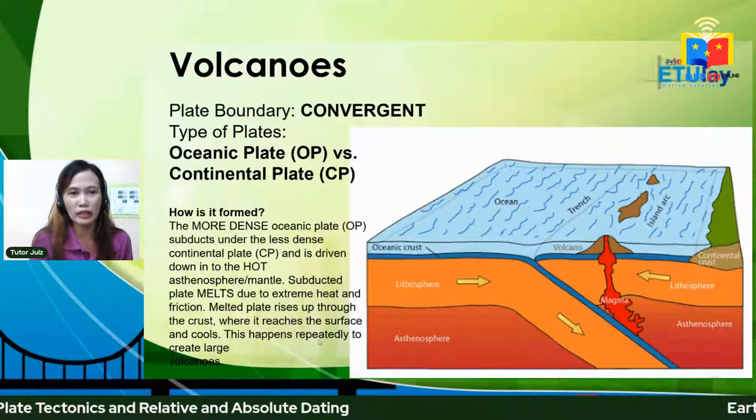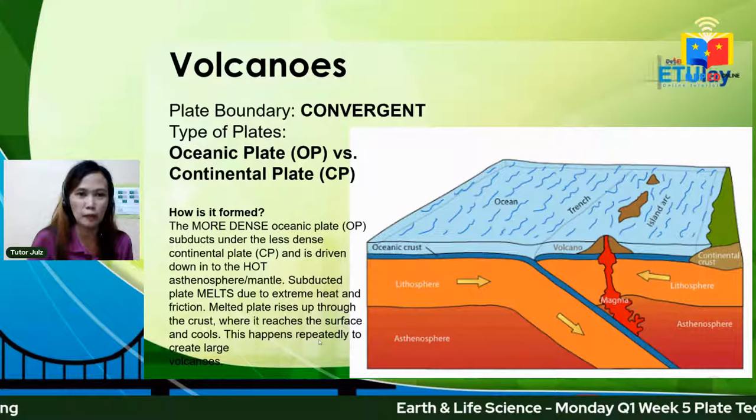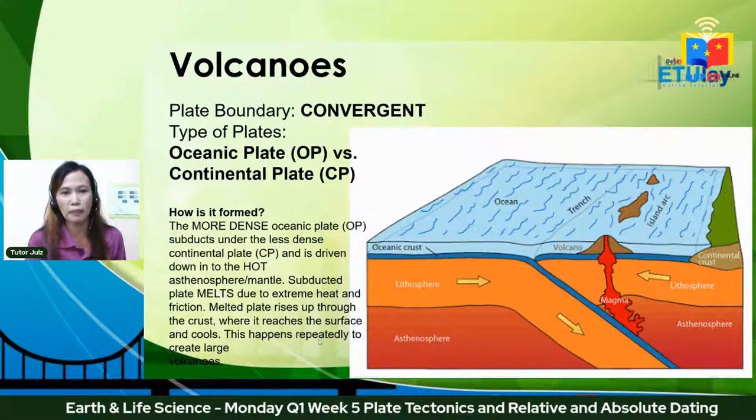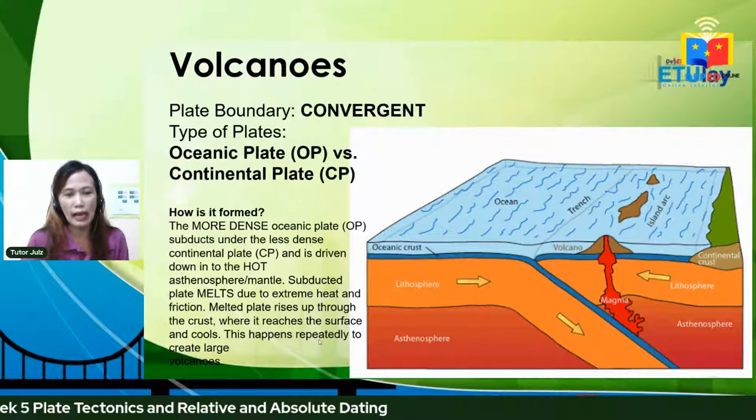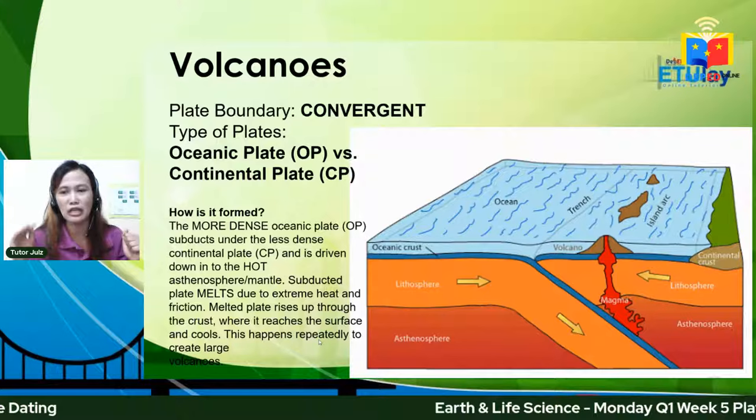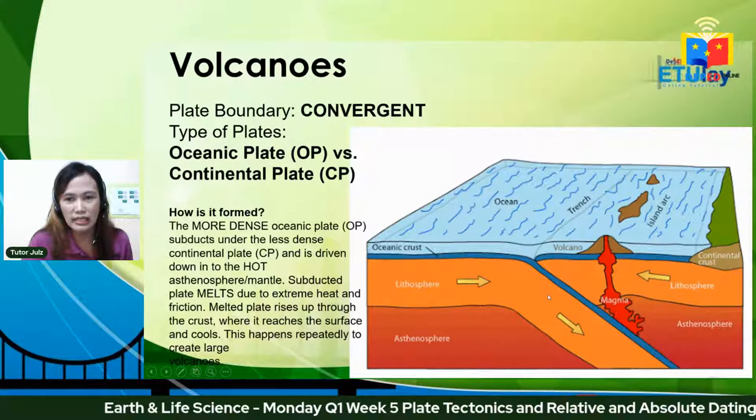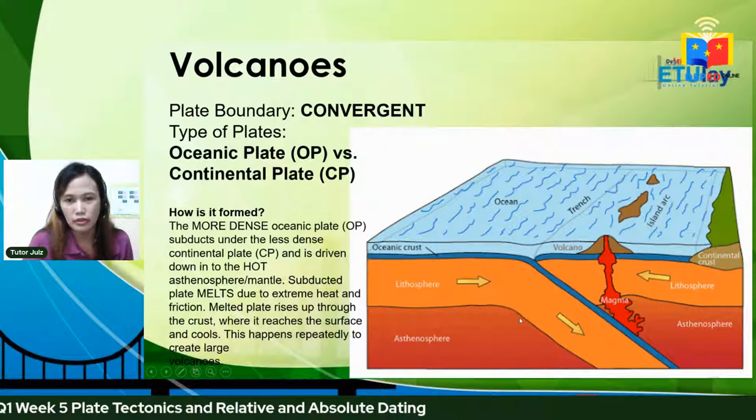So another, how do volcanoes form? Okay, it is normally formed in the plate boundary, convergent boundary. So the type of plates, oceanic plate and continental plate. So oceanic and continental. So what will happen? As I've said a while ago, the oceanic plate is normally denser than the continental. So the less dense is normally located at the upper part, and the more dense will subduct. So that is the formation.